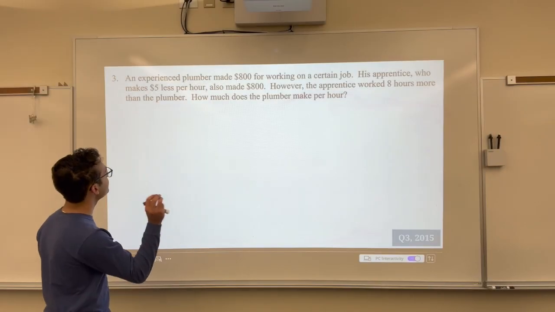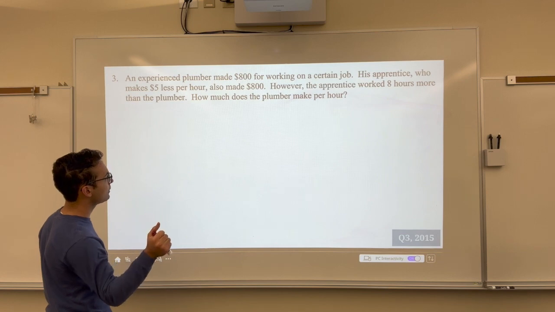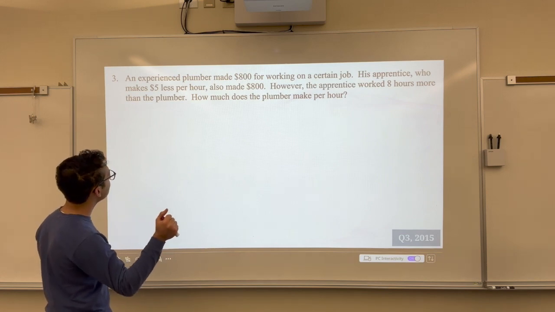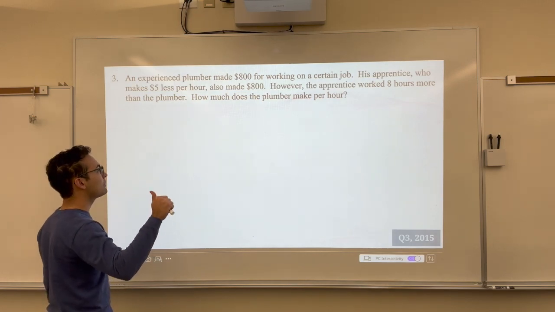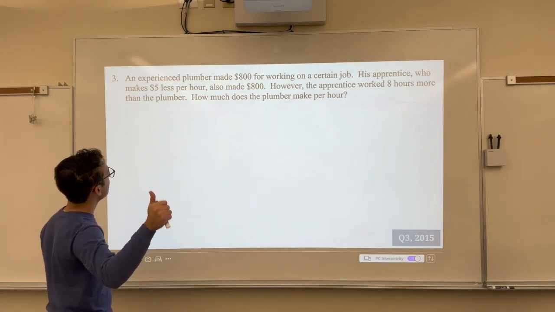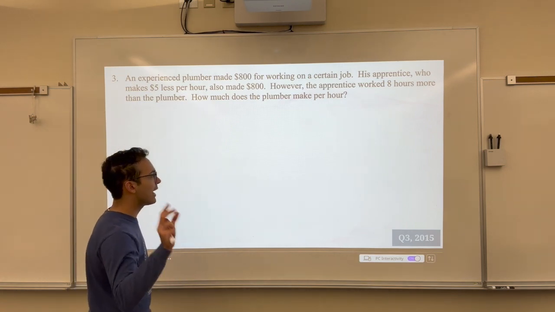All right, an experienced plumber made $800 for working on a certain job. His apprentice, who makes $5 less per hour, also made $800. However, the apprentice worked 8 hours more than the plumber. How much does the plumber make per hour?